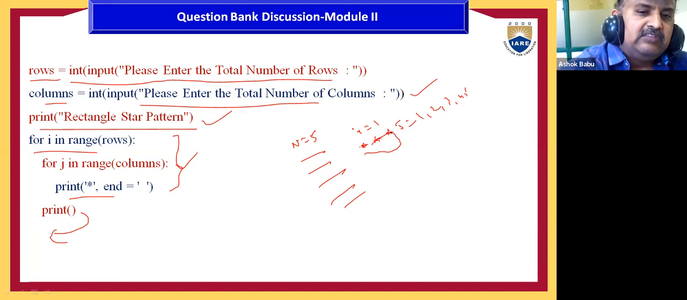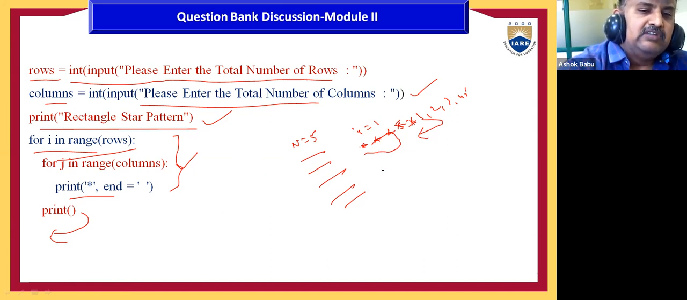When j equal to 3, it will print the next star. When j equal to 4, the 4th star. When j equal to 5, the 5th star. After j equal to 5, it comes to the empty print, which prints nothing and goes to the next row. In the next row, i is incremented from 1 to 2. When i equal to 2, again j has the range 1, 2, 3, 4, 5.